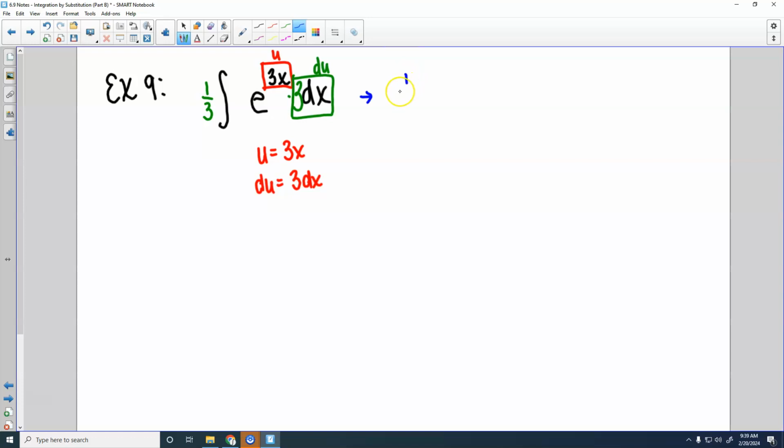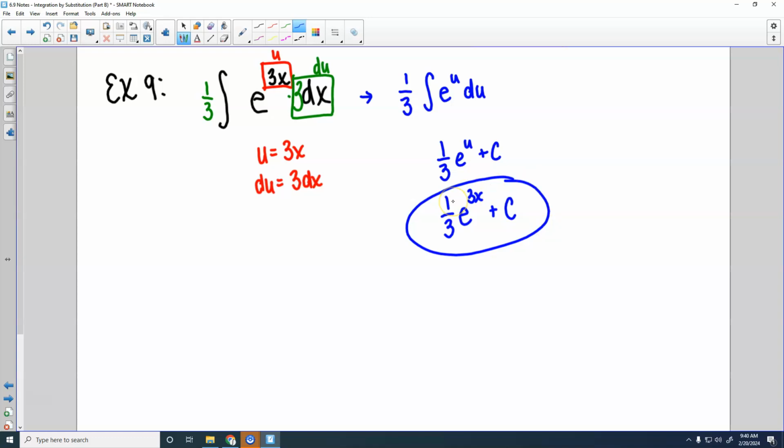All right, so we got 1/3 the integral of e to the u du. What do we get when we integrate e to the u? E to the u. And then we'll have plus c. And then we just plug back in our u. So 1/3 e to the 3x plus c. Sometimes students, when they do this, they do most of that in their head and they don't write it all down. That's fine as long as you're getting the right answer.